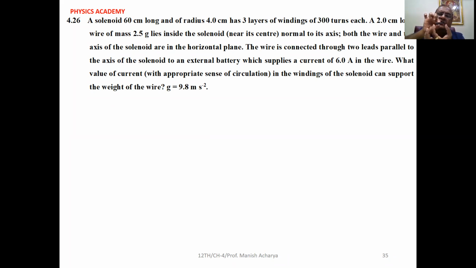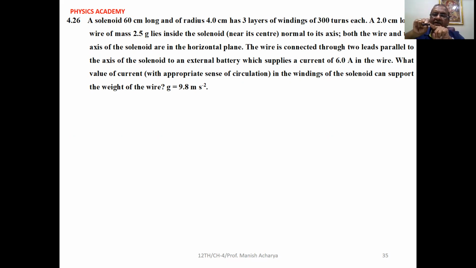Now, these 2 ends of the wire are connected with the battery. Battery is outside the solenoid. Then current flows through this one. Current is also flowing through the solenoid. It implies that along the axis of the solenoid, there is the magnetic field. So this particular current carrying wire is in the magnetic field of the solenoid.